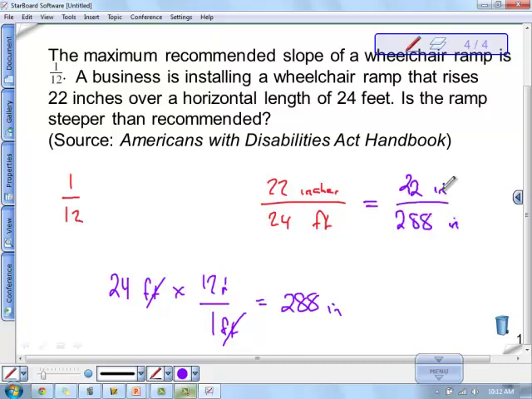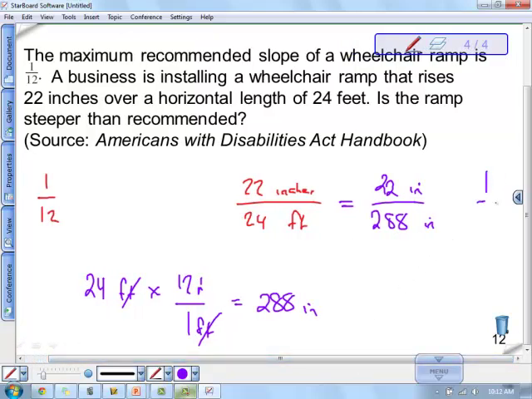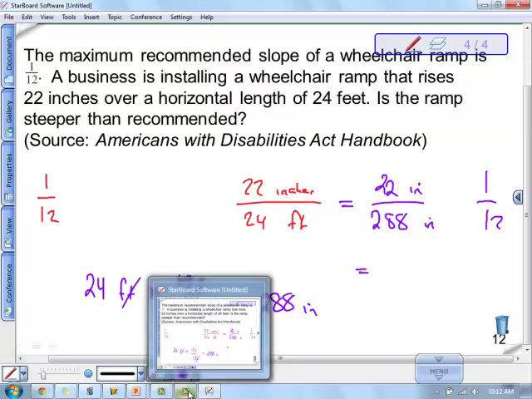Now I'm comparing, now I have a rate of change. I'm comparing two quantities, 22 to 288. I need to figure out what that is in comparison to 1/12. Is it steeper than 1/12? Is it the same as 1/12? So what you could do is divide both of these and get a decimal, I guess. Or you could try to simplify this and get 1 in the numerator.